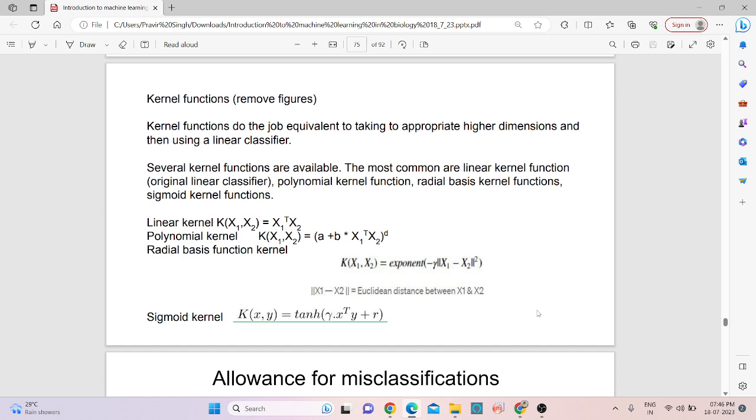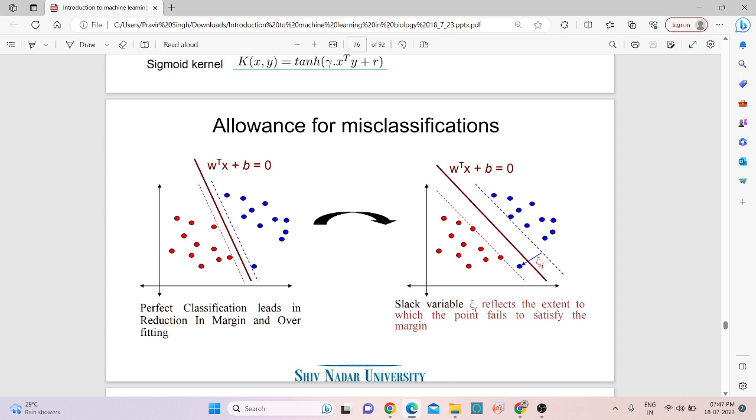The radial basis function kernel uses an exponential function and the norm. The exponential of the norm, that means the Euclidean distance between any two protein sequences, gives you the kernel function for these two examples. You can also have a sigmoid kernel.